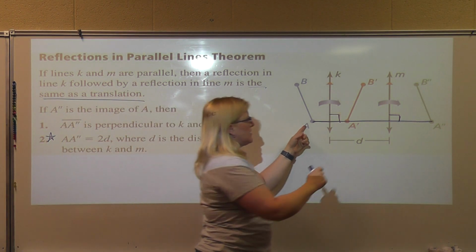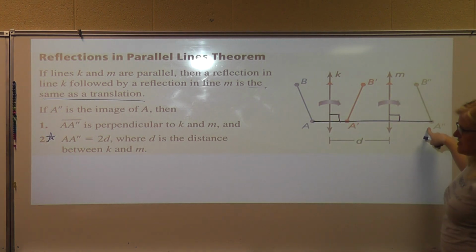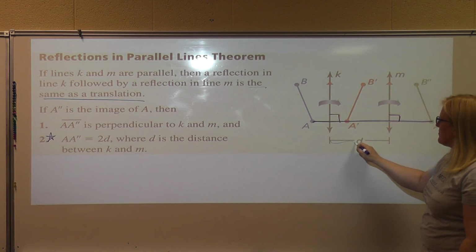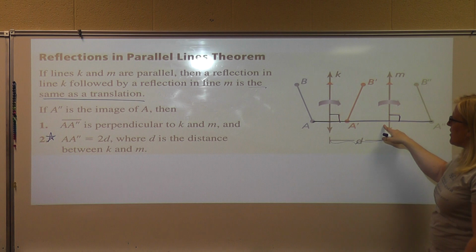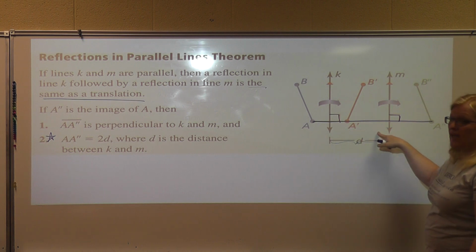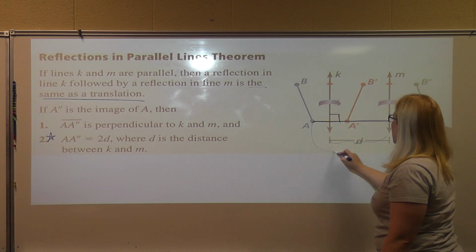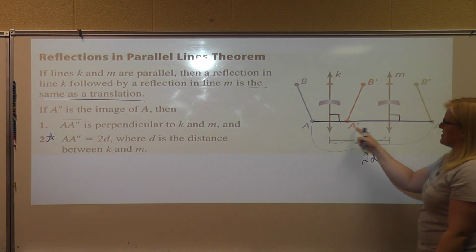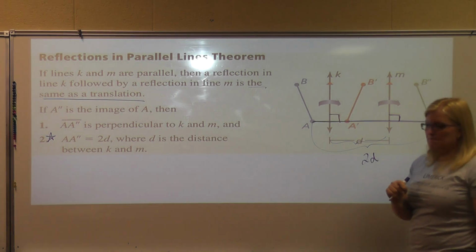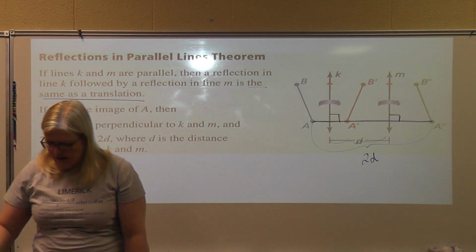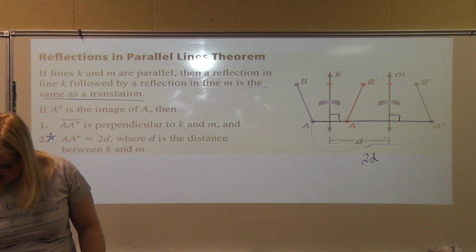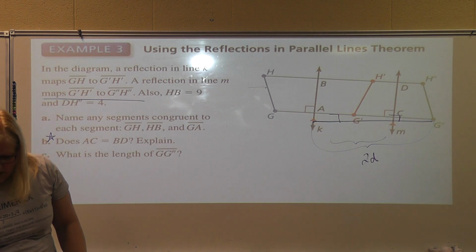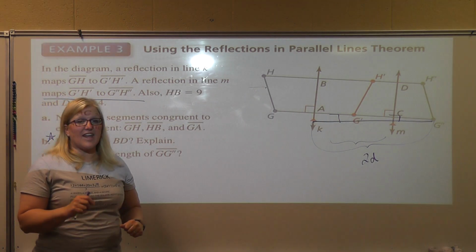A to A double prime equals 2D, where D is the distance between K and M. So we've got our parallel lines. This distance right here is twice the distance from here to here. All right, so let that kind of sink in for a minute. And we will go on to the next one in the next video.